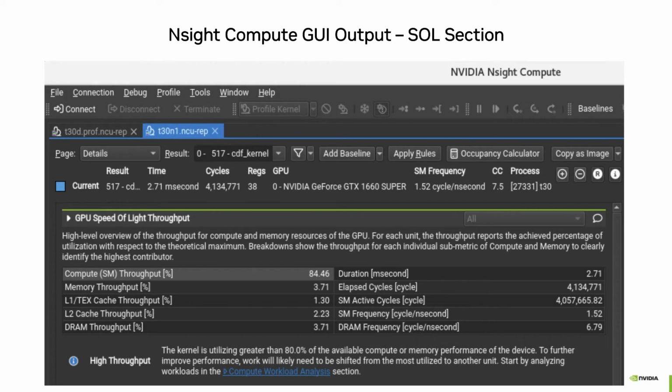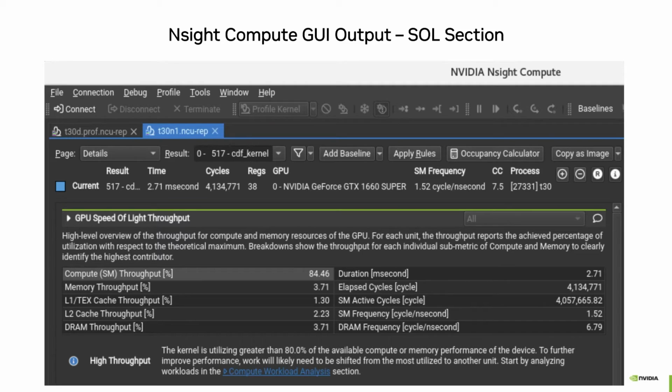Finally, the SM active cycles indication represents the number of elapsed cycles during which at least one warp was active. This is upper bounded by the elapsed cycles indication. If we study the measurements discussed so far, we can see that for this particular kernel, the SMs are quite busy, but the memory traffic is relatively low, expressed as a percentage of peak achievable. The memory subsystems are not very busy over the kernel duration. Therefore, the kernel duration is primarily driven by compute traffic, not memory activity.